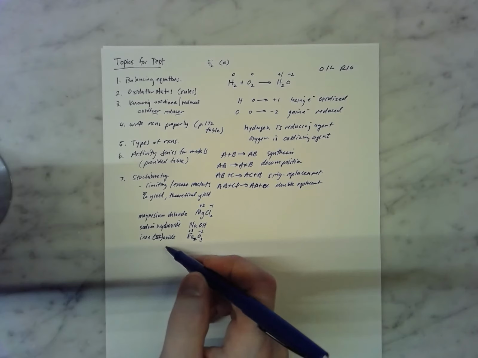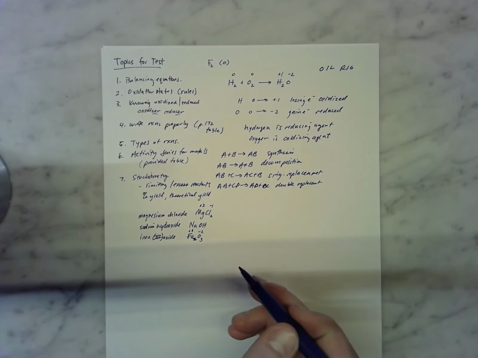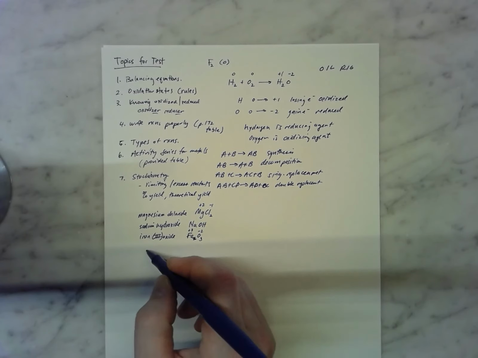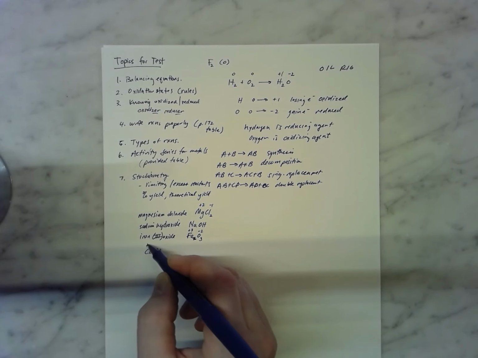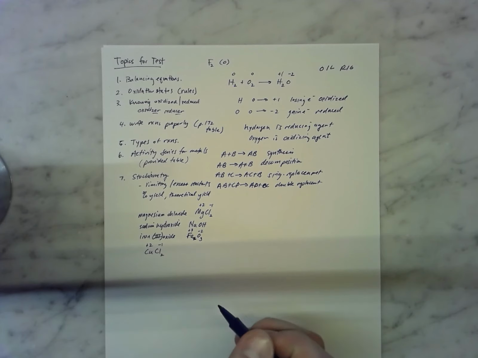It might be copper 2 chloride. You need to know that that's copper 2 chloride, which means it's a +2 and a -1, so that gives us that. So refamiliarize yourself with some of those things, because it doesn't do us a whole lot of good to learn all that and then just pack it away in the closet. We're not going to do that.